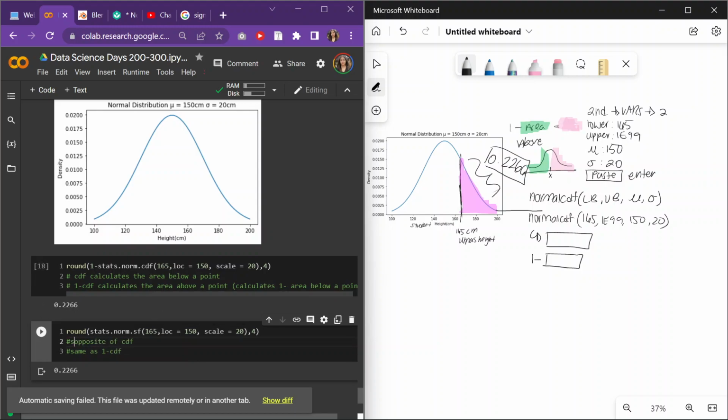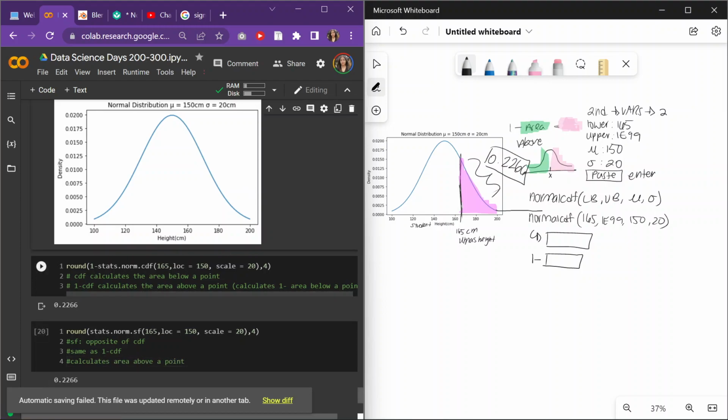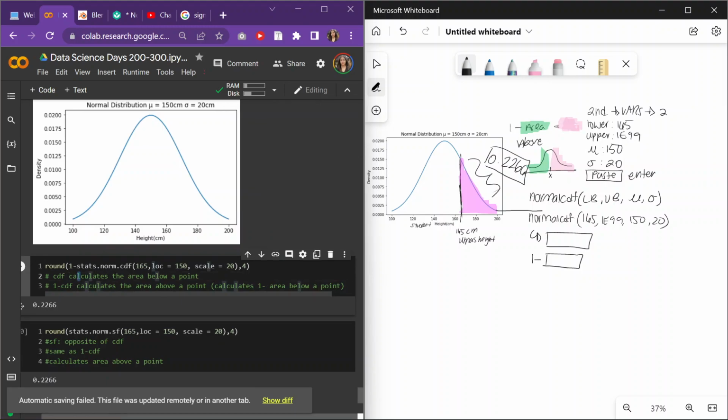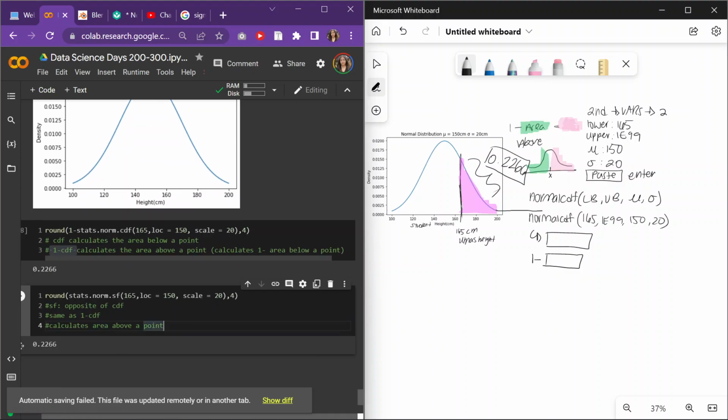So SF is the opposite of the CDF function, but it is the same as 1 minus CDF. So it calculates the area above a point. Okay, so again, these are pre-written functions. I imagine that somewhere in the function they're literally just doing 1 minus CDF and then returning the answer. The only thing that's different is the name. They just have 1 minus CDF at the end to give you the area above this point.